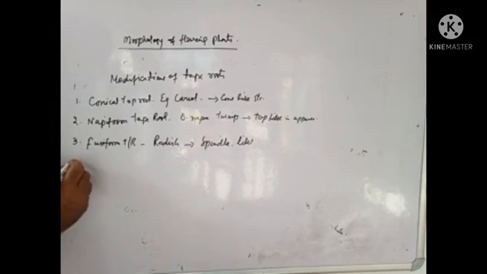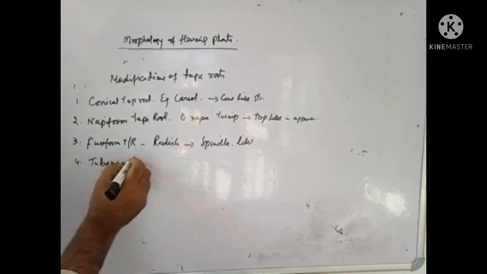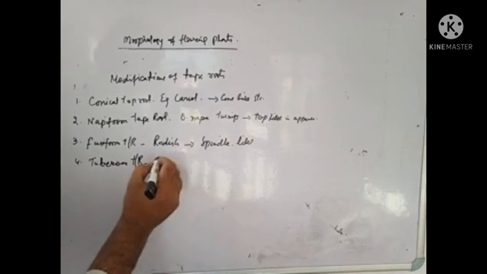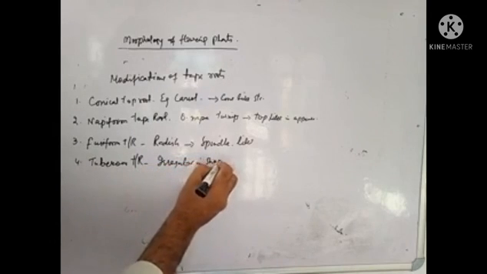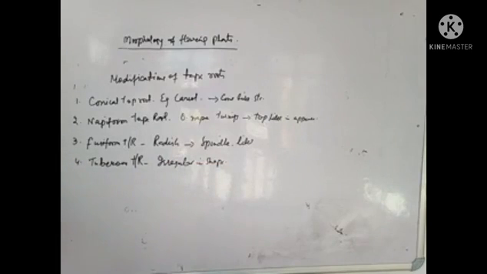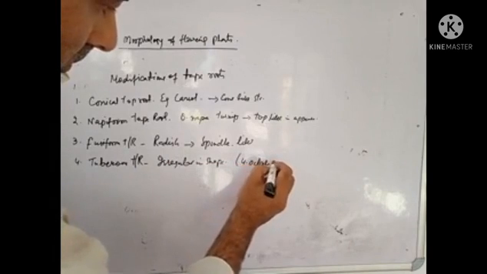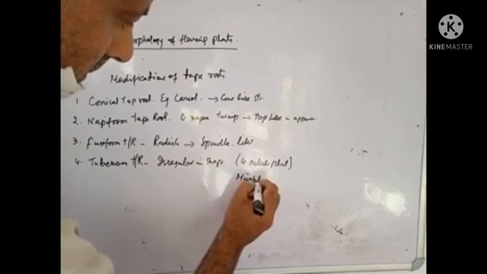Number four is tuberous taproot. It has no definite shape. It is irregular in shape. Found in 4 o'clock plant, Mirabilis jalapa.